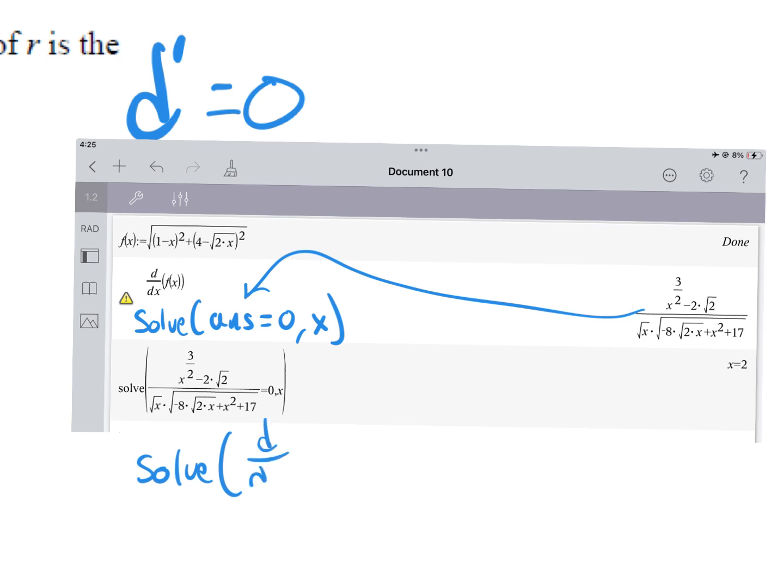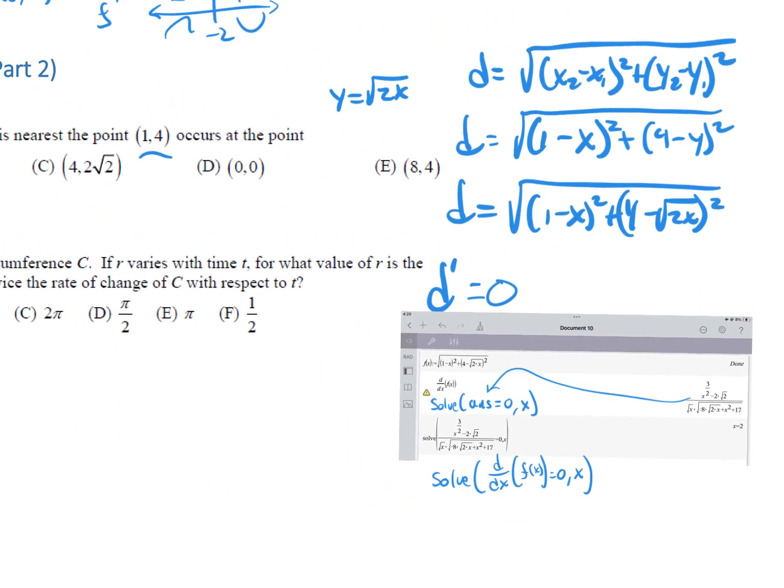Solve the derivative of f(x) equals 0 for x. That will also work. Some of us are getting a little tripped up with these parentheses, so this answer method is pretty slick, so you don't run into parenthesis problems. Okay? So either way it works. We got x equals 2 there.